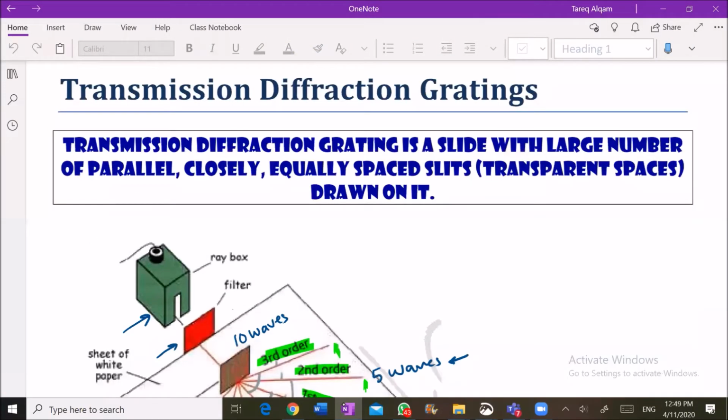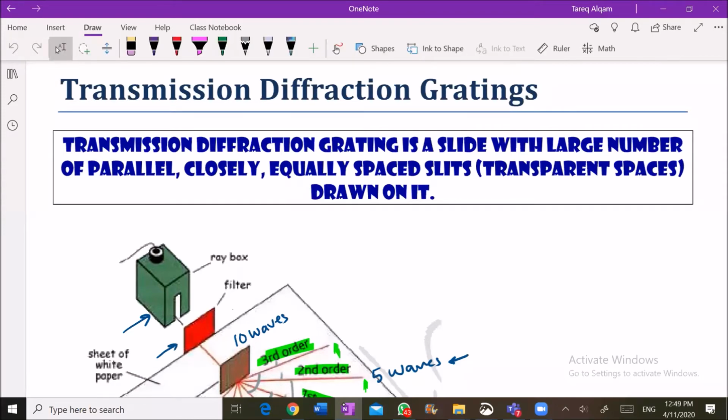Today, I'll talk about something called transmission diffraction grating. Transmission diffraction grating, guys, is like the concept of the double slit, but instead of using a double slit, we will use several slits. A diffraction grating is a slide with a large number of parallel, closely, equally spaced slits.